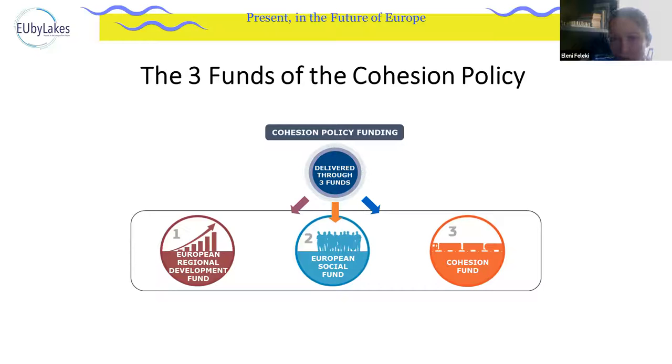Since EU by Lake is a European project, I can say that the funding that the partners get from the European Union originates from the European Regional Development Fund. And then partners have to give their own contribution, the national contribution, through the European Social Fund, and then in total we have the cohesion fund. Moving on, here are the numbers, and moving on again.